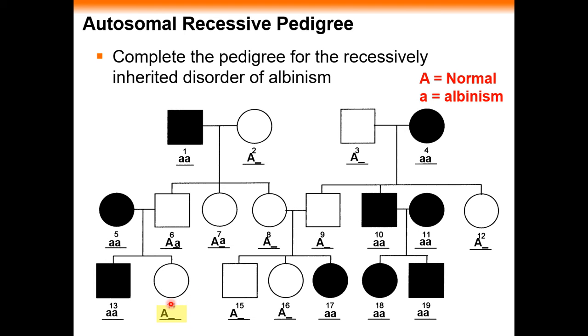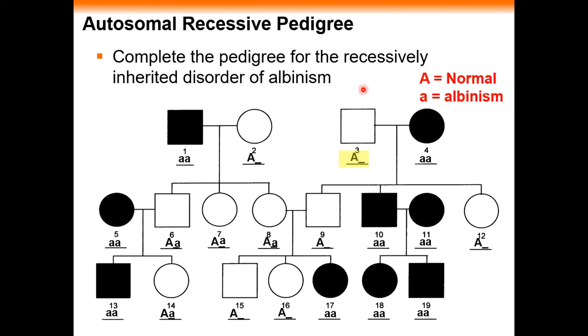Well, he got a capital A. It had to be from dad, so he has to get a lowercase a from mom. How about over here? What does this individual have to be? Just like all these, they got a capital A from mom and a lowercase a from dad. Over here, what is this individual?